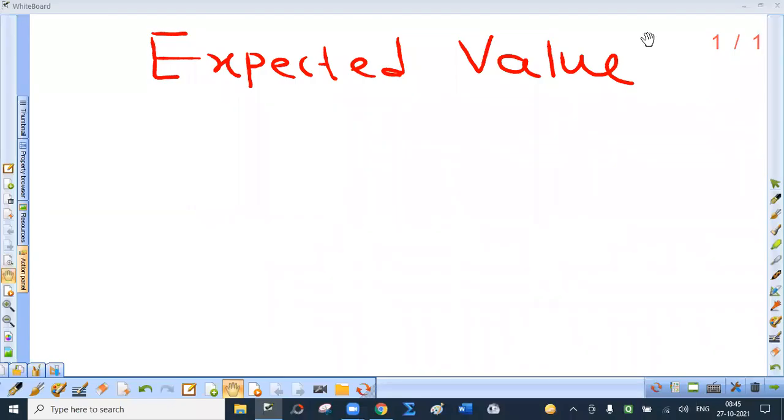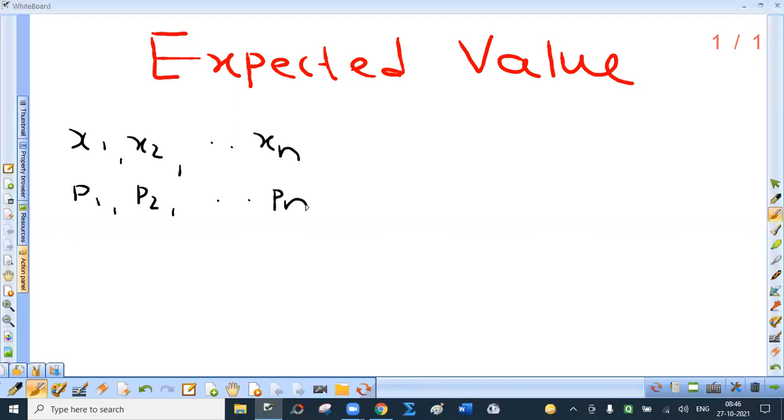Today we are going to discuss expected value and variance of a random variable. First we discuss expected value. Let X be a discrete random variable, taking values x1, x2, x3 up to xn with probabilities p1, p2 up to pn.